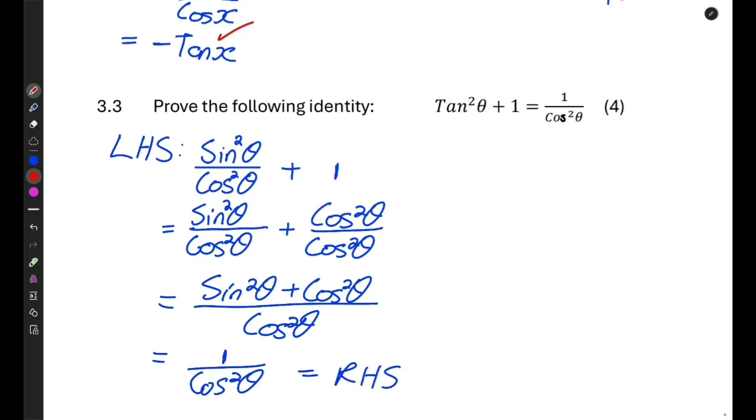Let's see where you would get your 4 marks. 4 marks: 1 mark for tan, 1 mark for doing the LCD, and then for getting the answer and saying it is equal to the right-hand side.